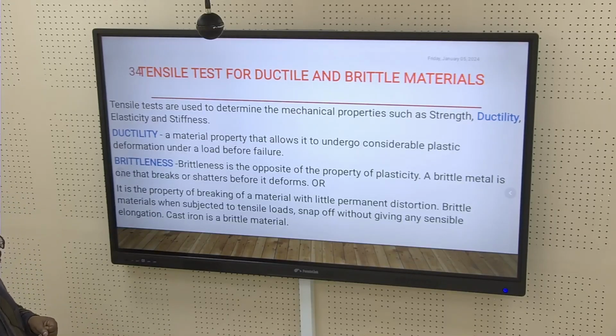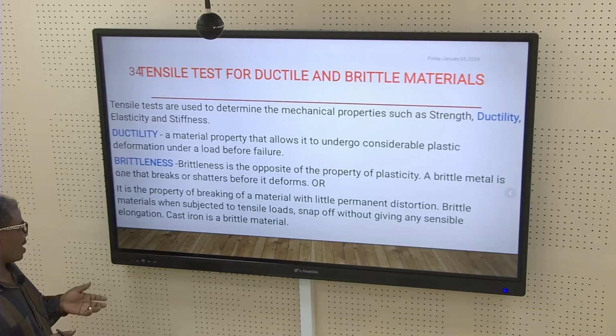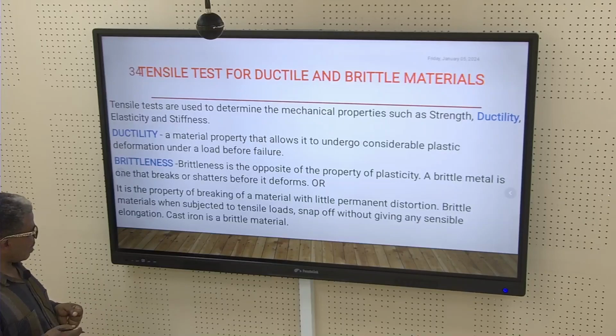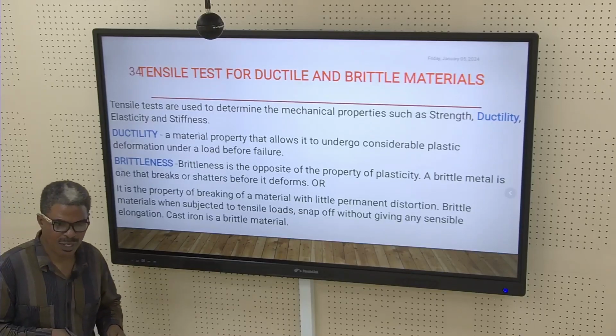A brittle material is one that breaks or shatters before it deforms. It is the property of breaking of a material with little permanent distortion. Brittle material, when subjected to tensile loads, snaps off without giving any sensible elongation. Once they are subjected to a force, they cannot withstand the extension for long, and they break up. Cast iron is a brittle material. This is a good example.